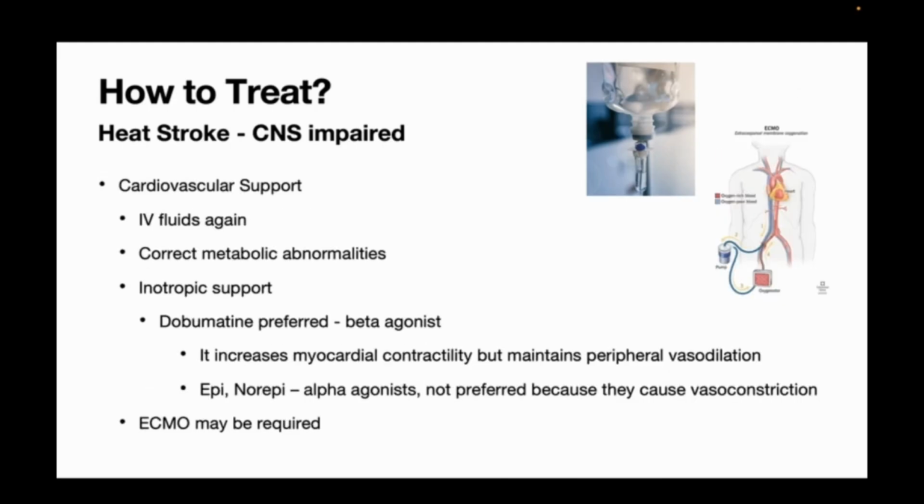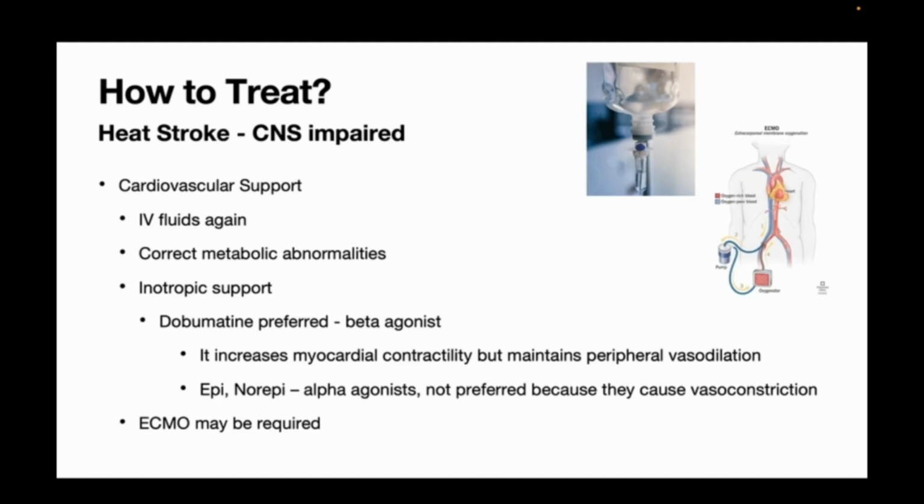In terms of cardiovascular support, IV fluids again for hypotension. And if you notice metabolic abnormalities, you should correct the electrolytes. We mentioned sodium previously. You don't want to be aggressive and too quick about that, but make sure calcium and glucose are fine. If you do need to give inotropic support, you have to think about what happens when you give things like epinephrine and norepinephrine. Now, normally when we do that in a code situation, it's because I'm trying to have some peripheral vasoconstriction so I can really support their heart.